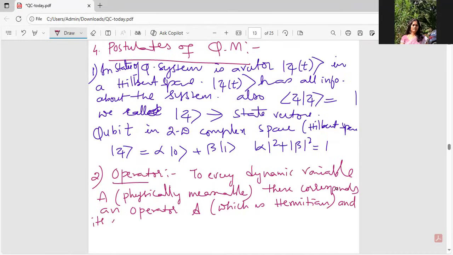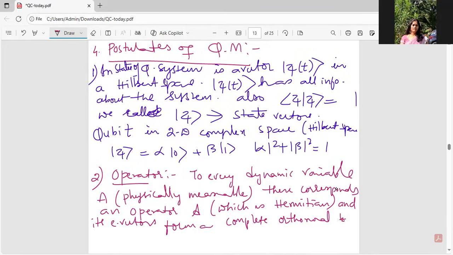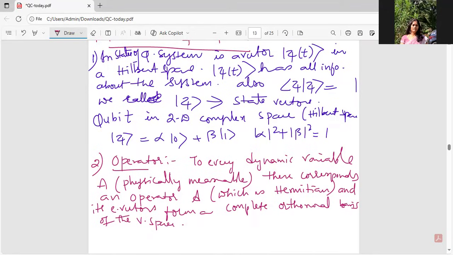Its eigenvectors form a complete orthonormal basis of the vector space. This is all about the operators in the second postulate of quantum mechanics.